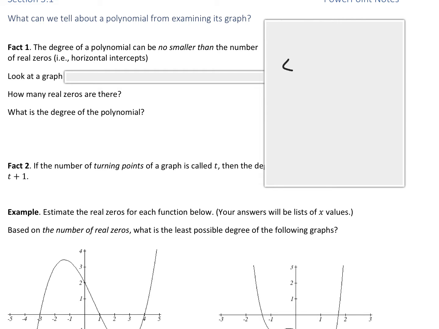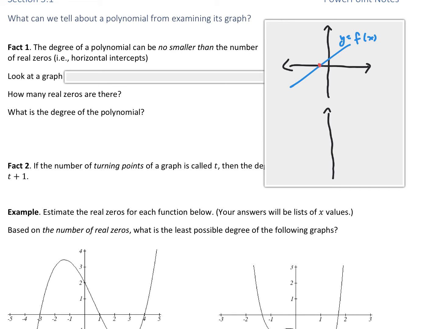So we can look at a couple of examples. For example, we know a linear polynomial, so something that's a straight line, has exactly one zero, one horizontal intercept, so we can see it. And the degree of a linear polynomial is 1. And so we're off and running. There might be some pattern going on here.